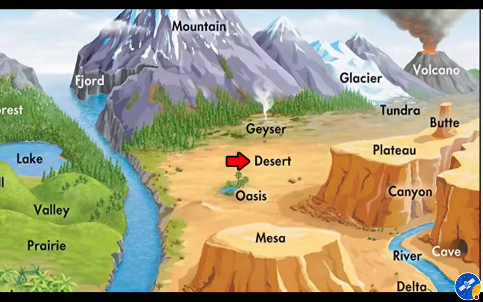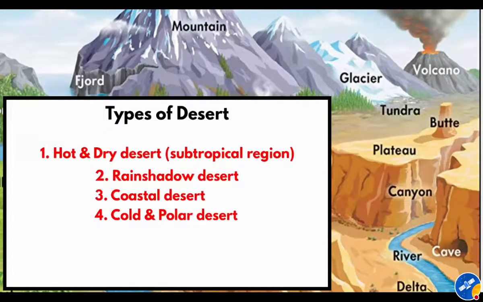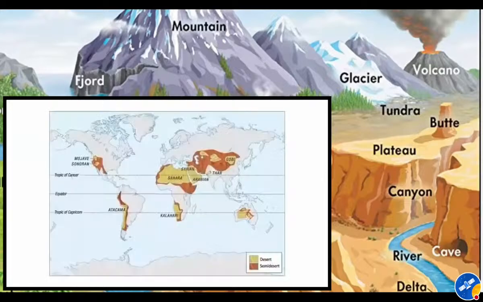When we think of desert, this kind of sandy picture comes to our mind, right? But that's not the only desert. There are basically 4 types of deserts. The first one is hot and dry desert, which exists in the subtropical region. They are along the Tropic of Cancer and Tropic of Capricorn.